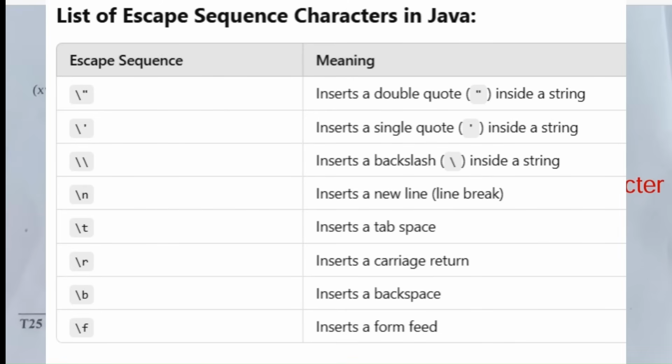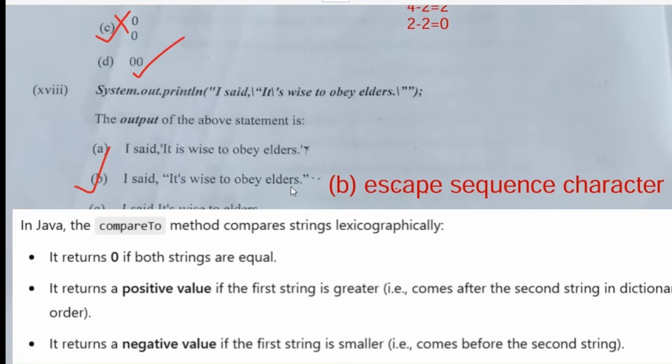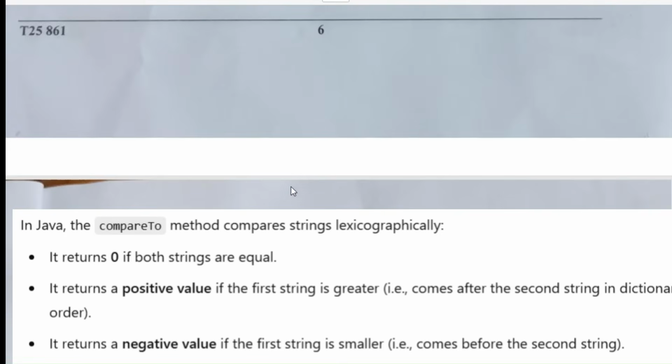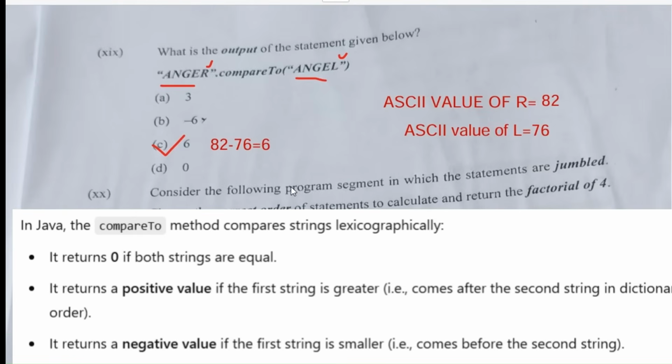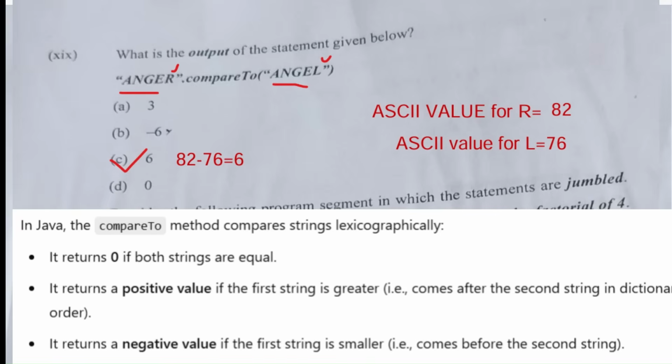Now come to question number 19. In Java, the compareTo method compares strings lexicographically. It returns 0 if both strings are equal. It returns a positive value if the first string is greater, that is, comes after the second string in dictionary order. It returns a negative value if the first string is smaller, that is, comes before the second string.